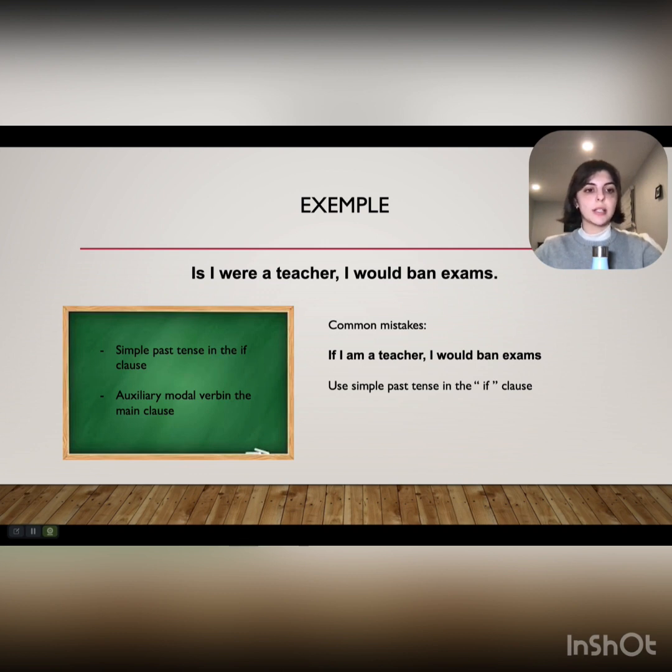As a reminder, the main clause is the one that expresses the unrealistic or unlikely outcome. Here are some mistakes to avoid. For example, if I am a teacher, I would ban exams. Use the simple past tense in the if clause. The correct way to say it would be, if I were a teacher, I would ban exams. Use a modal auxiliary verb like would in the main clause when using the second conditional mood to express the unlikelihood that the result will actually happen.